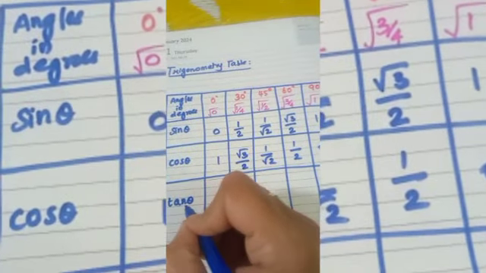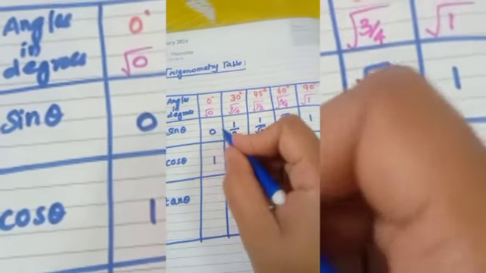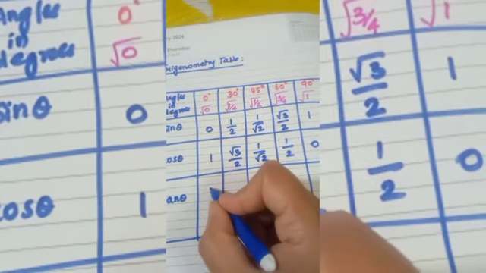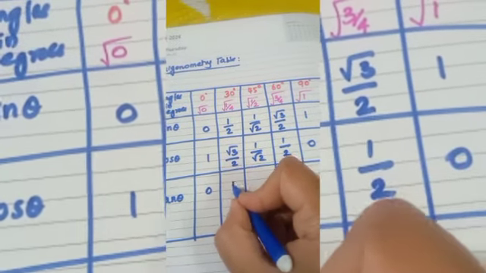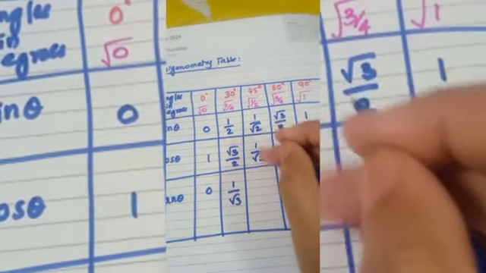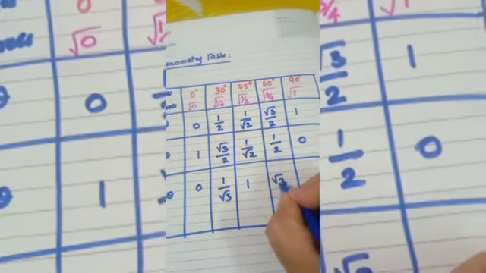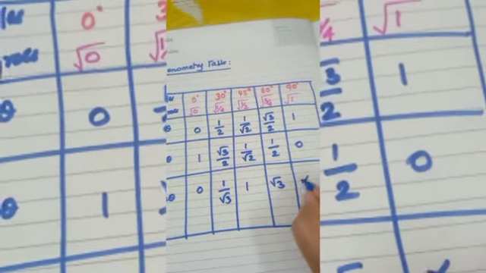And tan theta, you know about it. It is nothing but sin theta by cos theta. So 0 by 1, 0. Here we can write 1 by root 3. Here 1. Here root 3. 1 by 0 gives you infinity.